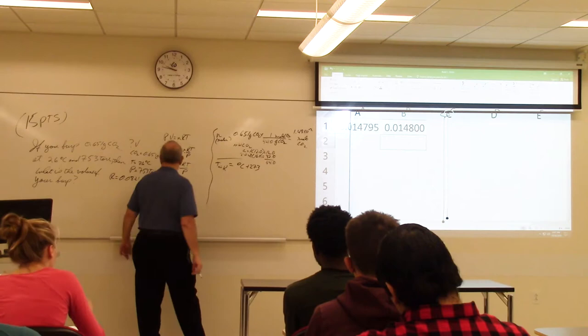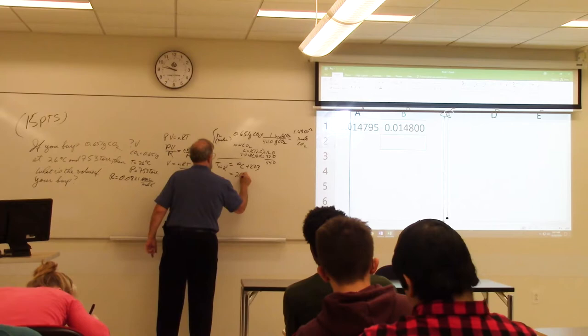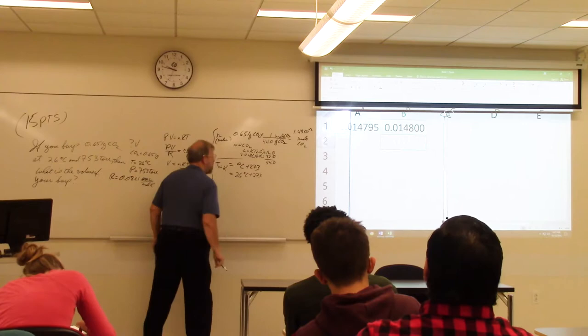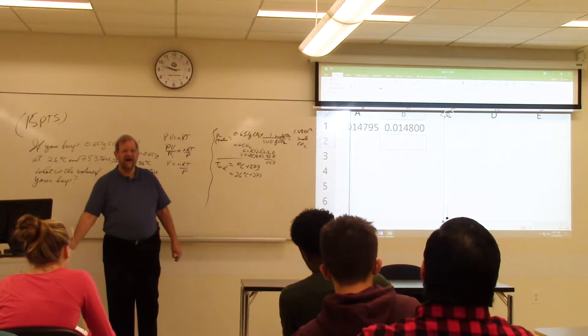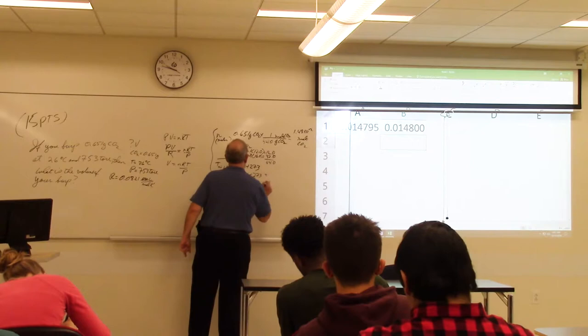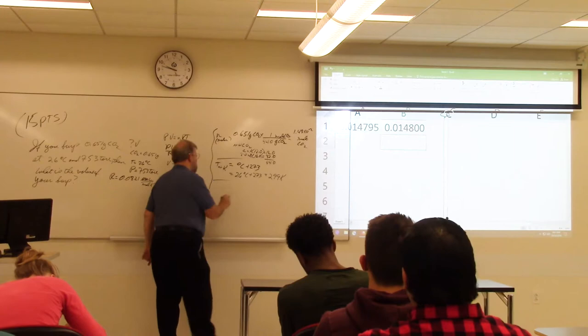My temperature in centigrade is 26. Remember, when you're adding, use the same number of significant figures past the decimal. You can close that back there if it's getting too noisy. If I can hear it, it's probably too noisy. But anyways, this is an exact number, none past the decimal, and I have 299 Kelvin, so I now have my temperature done.